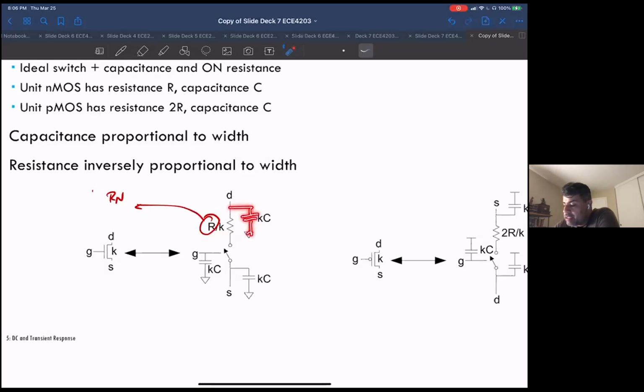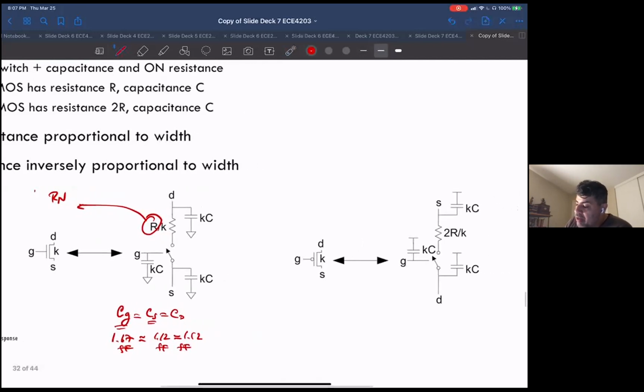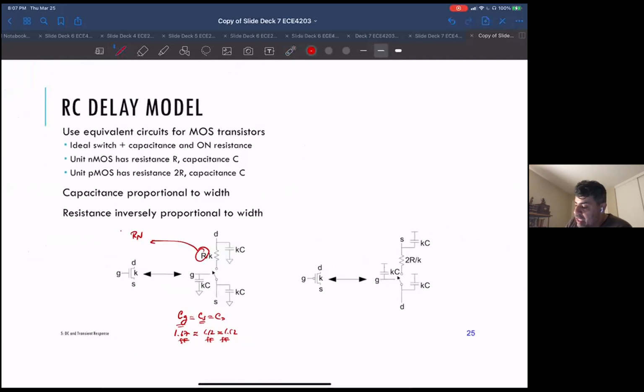And the capacitances are the reverse. The wider this device is, the resistance goes down linearly by a factor of K with my width, but my capacitances go up linearly with the width, okay? In addition, we're going to make another simplifying assumption: the effective C sub G is equal to C sub S is equal to C sub drain. That means 1.67 is approximately equal to 1.12, all femtofarads. You can hear my voice dropping as I'm making cheesier and cheesier assumptions here, but this is all first order assumptions for hand calculations.